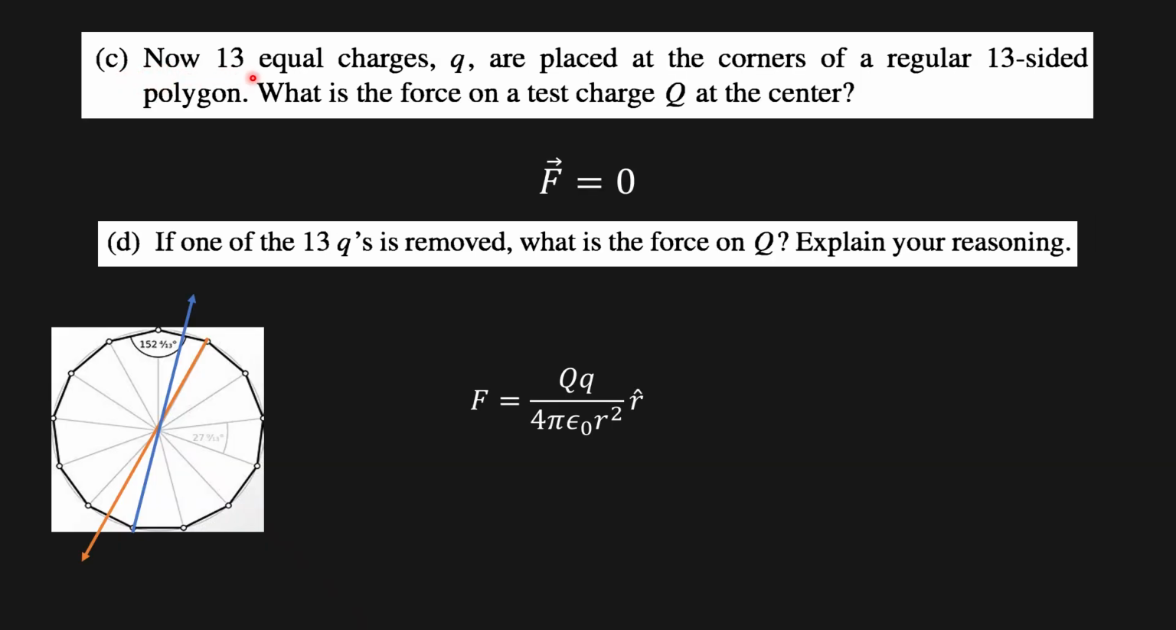Part C: now 13 equal charges Q are placed at the corners of a regular 13-sided polygon. What is the force on the test charge Q at the center? You have a test charge. Like part A, here also, due to symmetry, there is a rotational symmetry. Whatever way you rotate, you will get the same thing. So, due to rotational symmetry, the force at the center is 0.